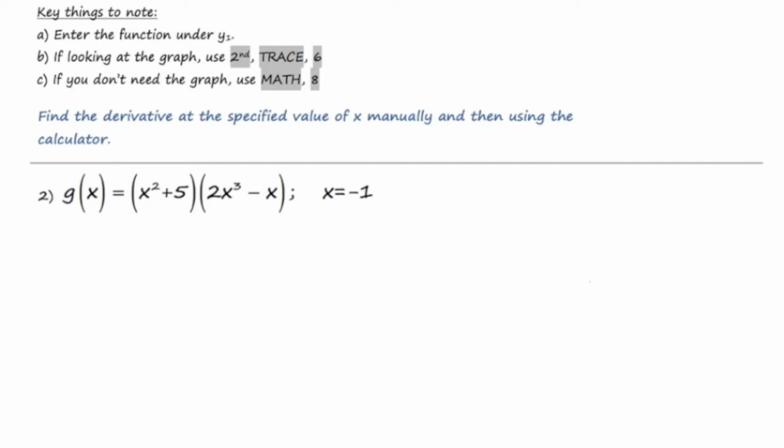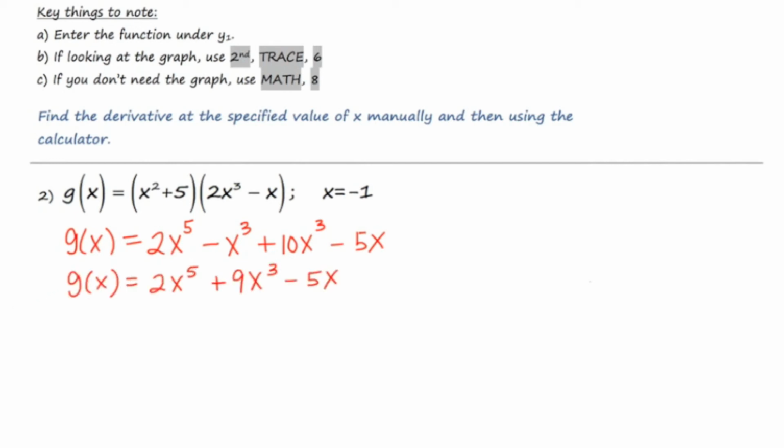So g of x is going to equal, first would be x squared times 2x cubed, or 2x to the 5th. Outer is going to be x squared times negative x, or negative x cubed. Inner is going to be 5 times 2x cubed, or 10x cubed. And last is going to be 5 times negative x, or negative 5x. Now I notice that there are some like terms, particularly the x cubed terms. So I'm going to be able to simplify this even further, saying g of x is equal to 2x to the 5th plus 9x cubed minus 5x.